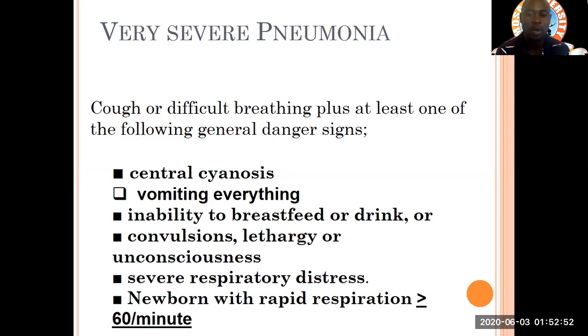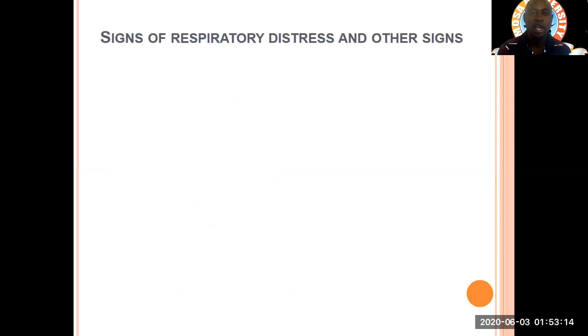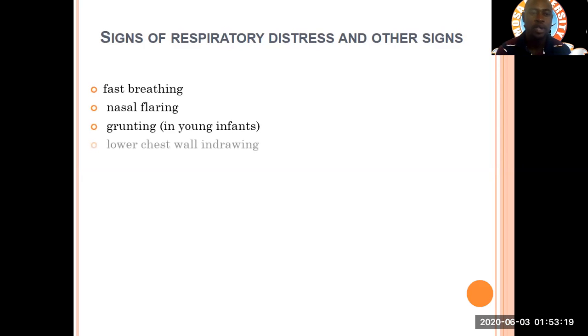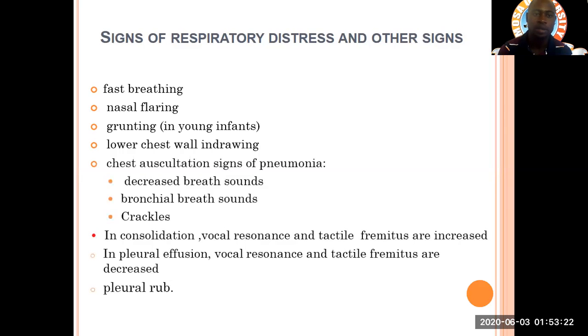These danger signs may be that the newborn may be born with rapid respirations greater than or equal to 60 respirations per minute. Also, they may present in the form of respiratory distress syndrome. They may come with convulsions, or they may be lethargic. Above all, they may present with signs of central cyanosis. If not central cyanosis, they will present with vomiting every time they try to feed. So let us look at the signs of respiratory distress and other signs.